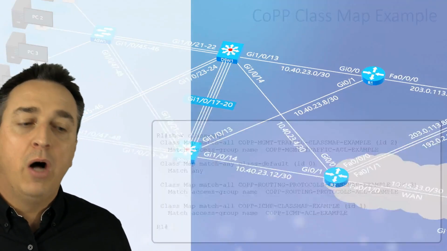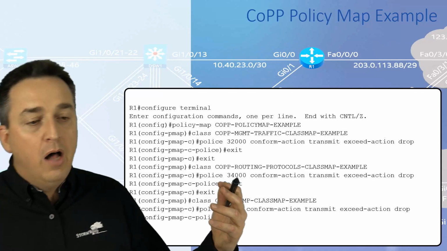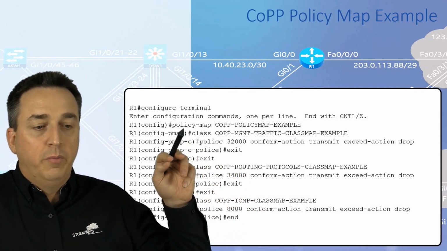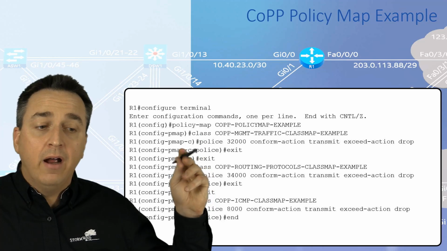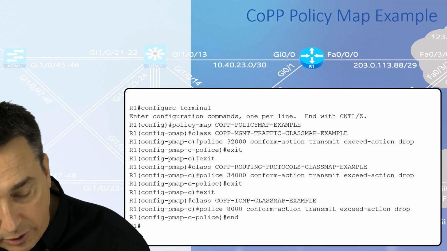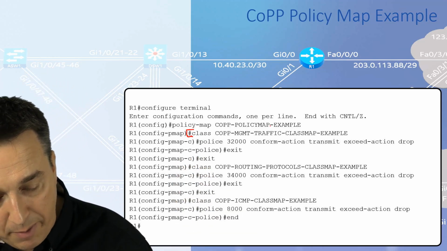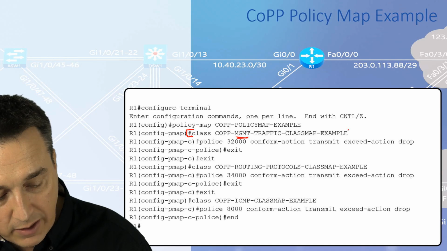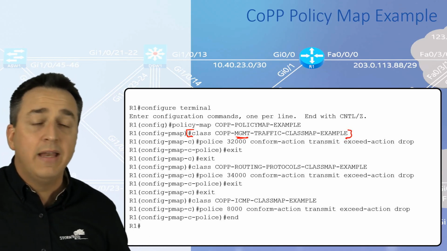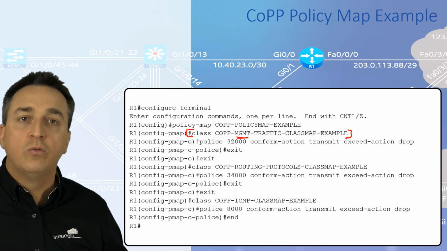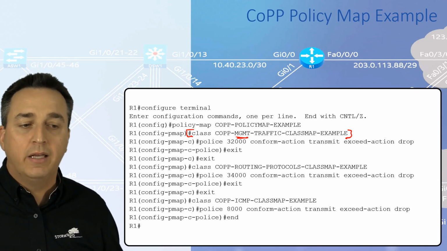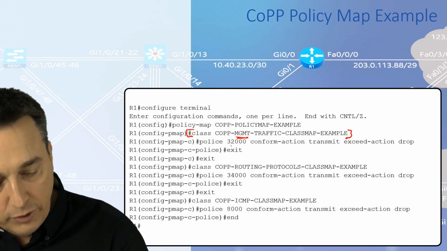So now let's talk about the policy map. We go to global configuration mode, we type in policy map and we give it a name. From there, you now start adding your class map. So here's my first class map I want to add. This is the management class map. And then now I just police it. So police it at what? A certain rate. So for example, 32,000 bits per second. So police at 32,000 bits per second.